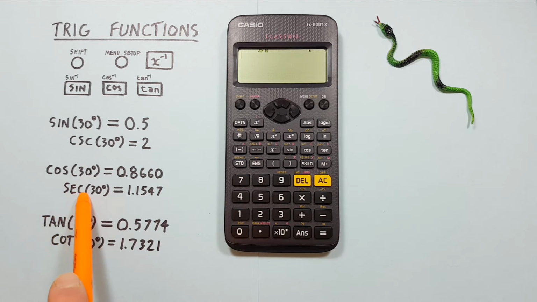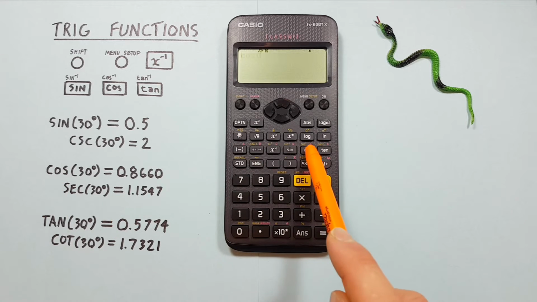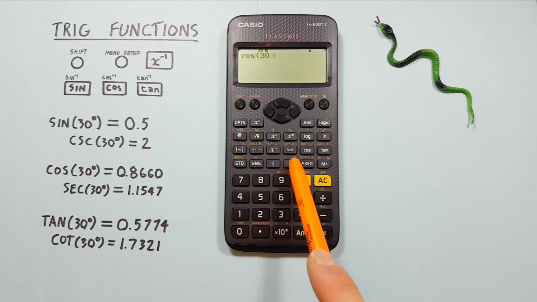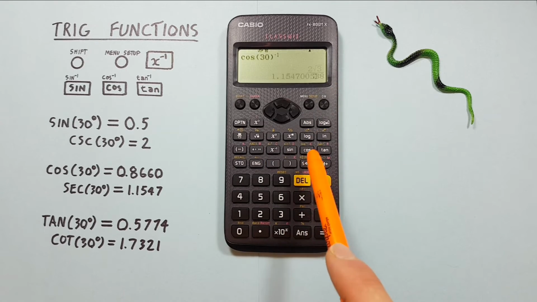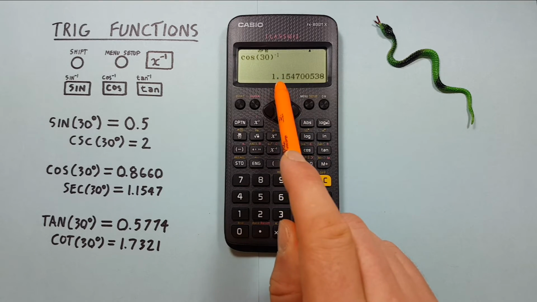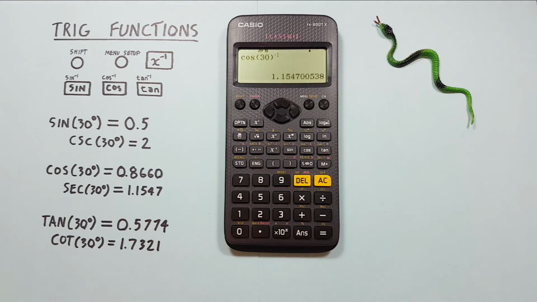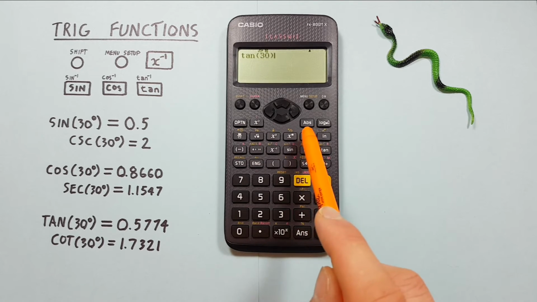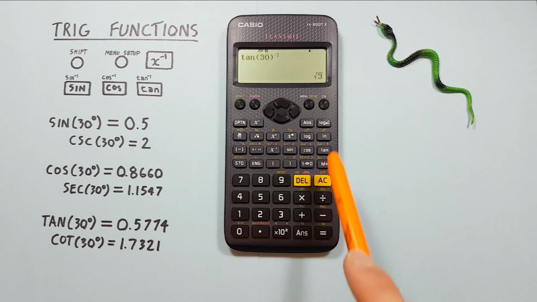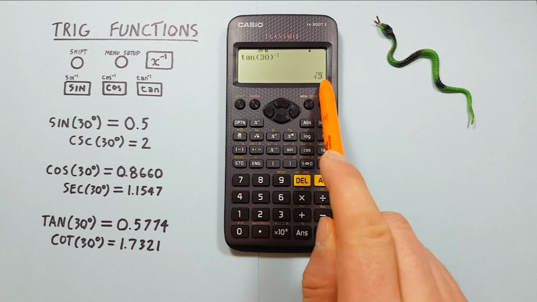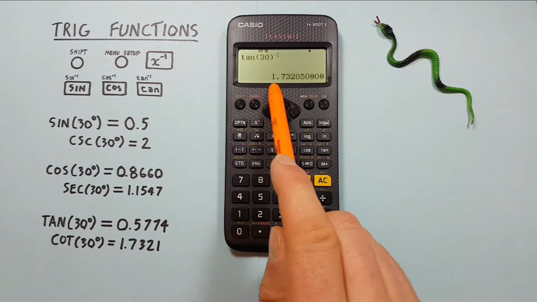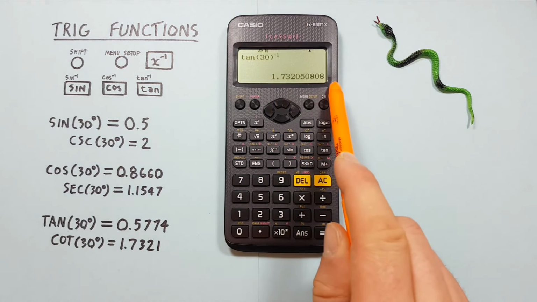For secant, we use cos, so we go cos of 30, inverse, equals a fraction, which we can convert to 1.1547, etc. And for cotangent, we use tan. So again, tan of 30, inverse, equals square root of 3, which converts to 1.7320, etc.